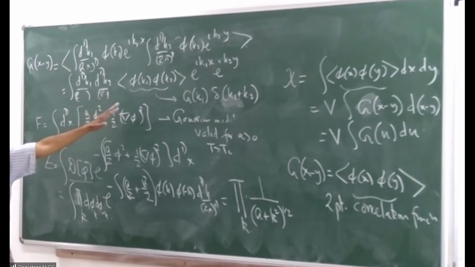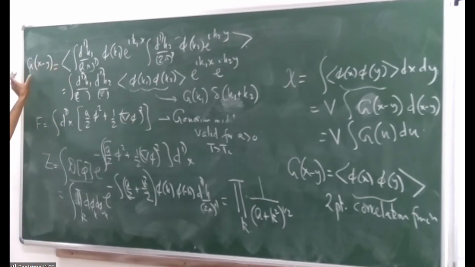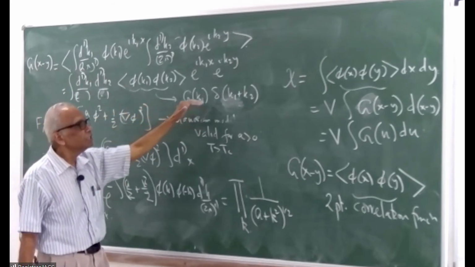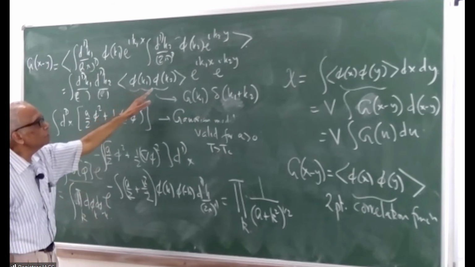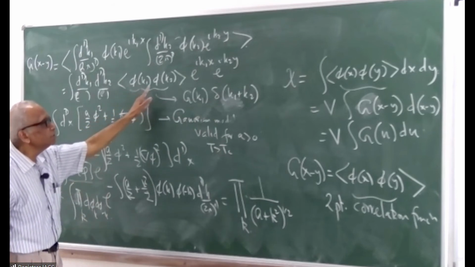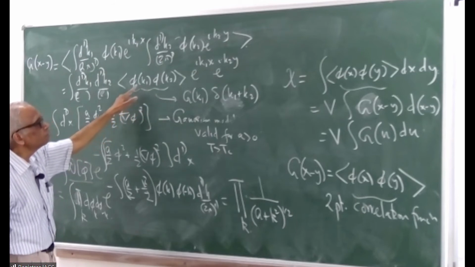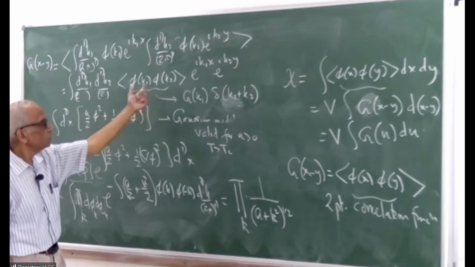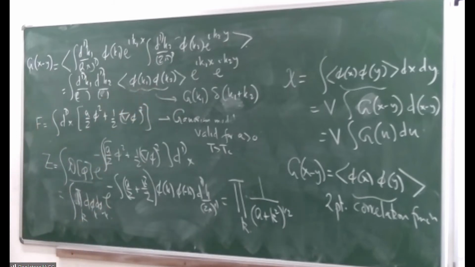So the structure of phi k1 phi k2, in order that you get a g of x minus y, is g of k1 delta of k1 plus k2. So the only correlation function that is going to survive is the one which is phi k1 phi of minus k1. You can see it in another way.